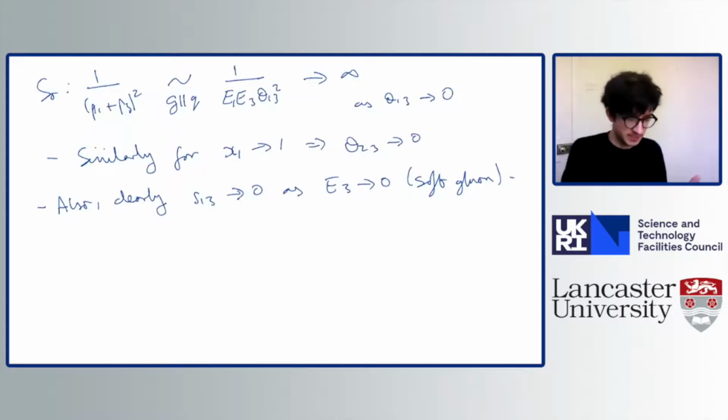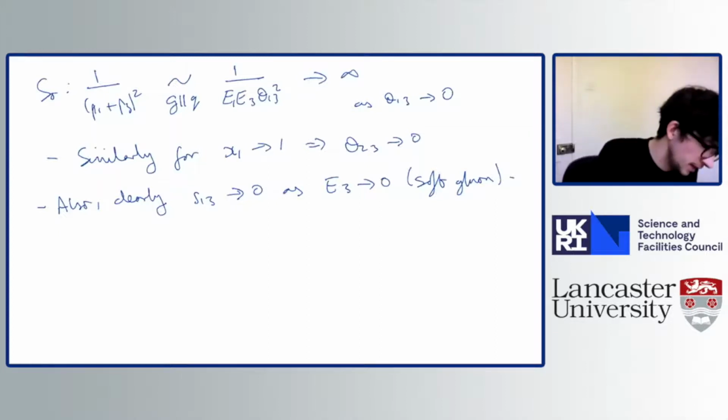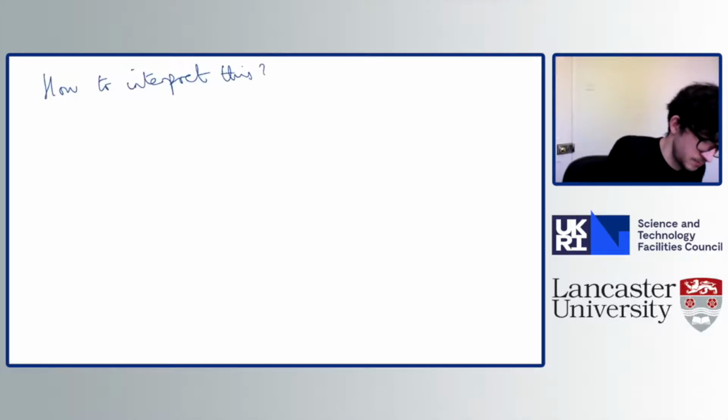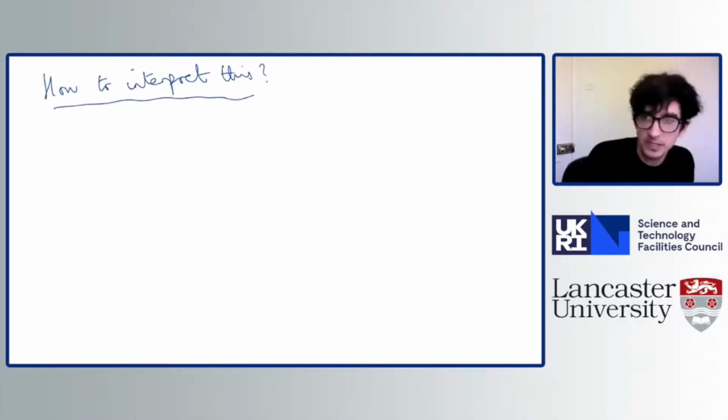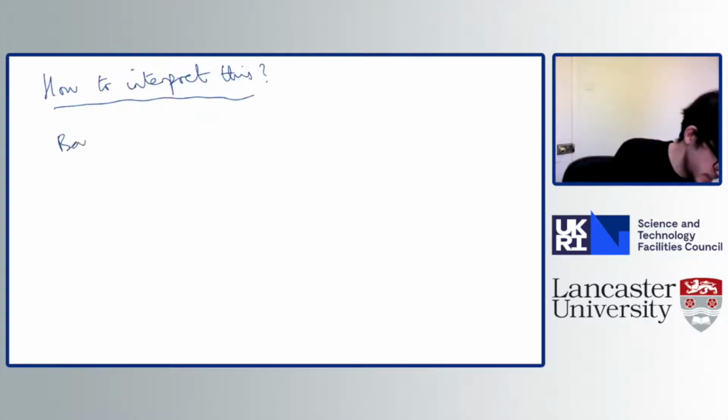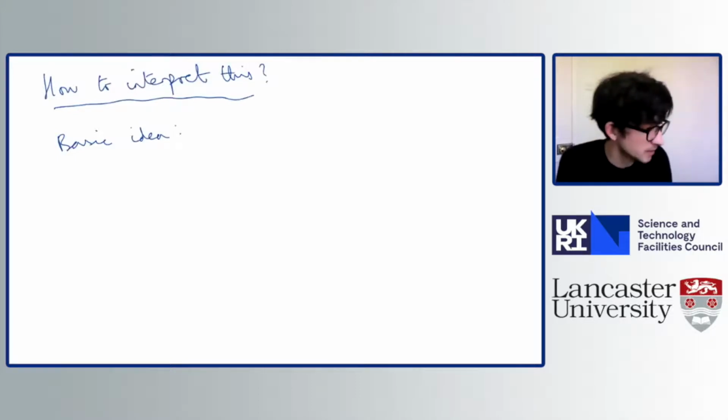Okay, so it's clearly there in the Feynman diagrams, and it's clearly an issue. So the question is, how do we interpret it and how do we deal with it? So let's talk about that. How to interpret this? Let me give a kind of heuristic argument for what the basic idea is, and then talk about the solution to it as well.